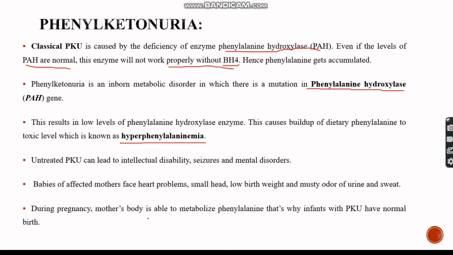During pregnancy, the mother's body is able to metabolize phenylalanine. When the mother is pregnant, she is able to break down this phenylalanine. That's why infants with PKU have a normal birth.